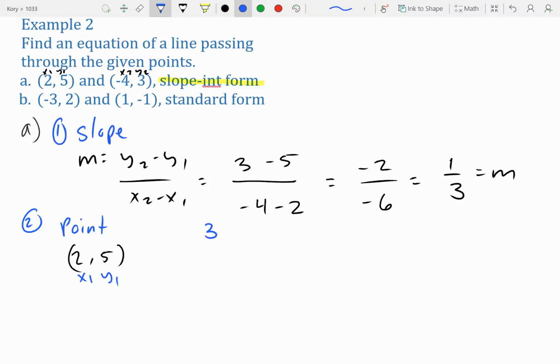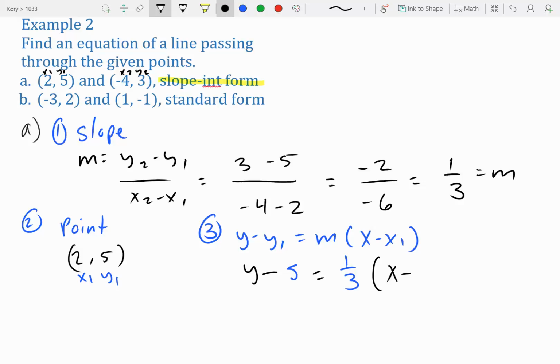Our third step is to use point-slope form, which is y minus y1 equals m times x minus x1. You are going to have to memorize every single formula we are going over in this section. So steps 1 through 5, you have to memorize those formulas. Write them down every time you use them. It'll be a lot easier to memorize them. So we have y minus y1, which is 5, equals m, which is 1 over 3, times x minus x1, which is 2.